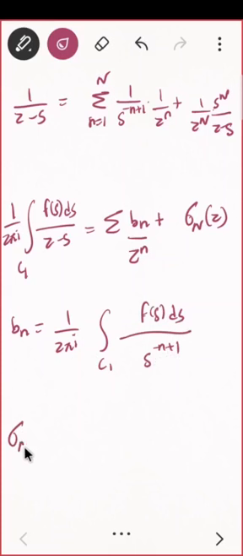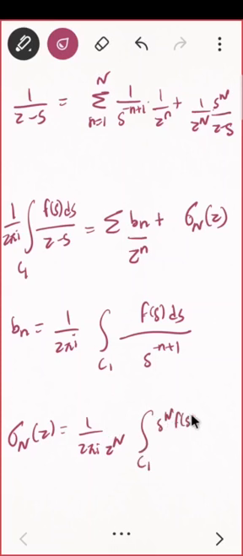And what is sigma n of z? This is whatever remaining part is there. That is 1 upon 2 pi i. You can take z raised to n common, since it is not depending on s, and this is s raised to n f of s ds upon z minus s. Correct?